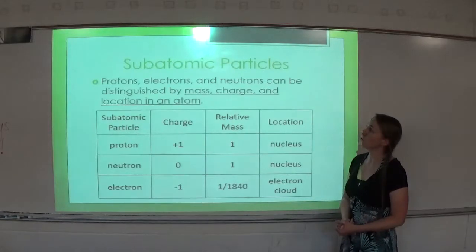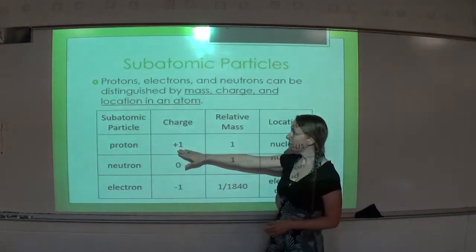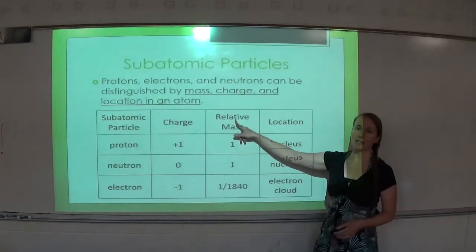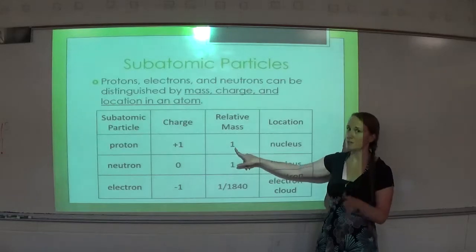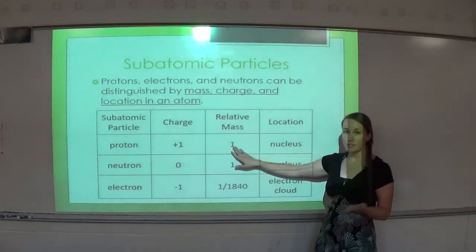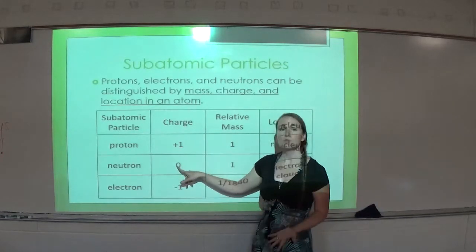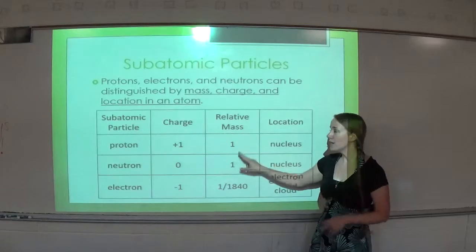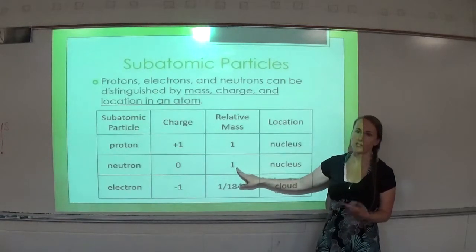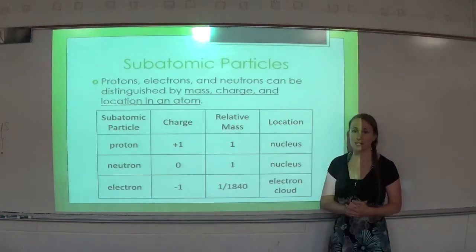Protons, electrons, and neutrons can be distinguished by mass, charge, and location. So a proton has a positive 1 charge. Its relative mass, which means if we pretend a proton has a mass of 1, it doesn't, but if we pretend, then it has a relative mass of 1 and it's located in the nucleus. Neutrons have a neutral or no charge, so I put 0. If a proton's relative mass is 1, a neutron is pretty much also 1. So what we're saying is protons and neutrons have about the same mass. It is also located in the nucleus.